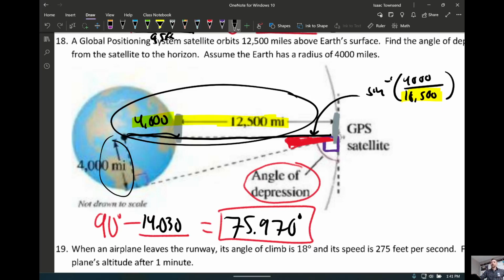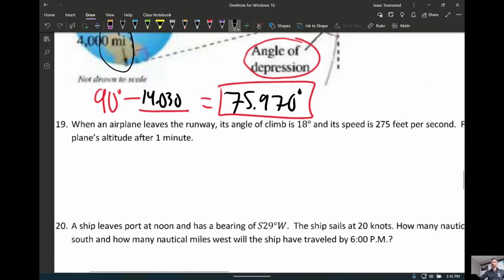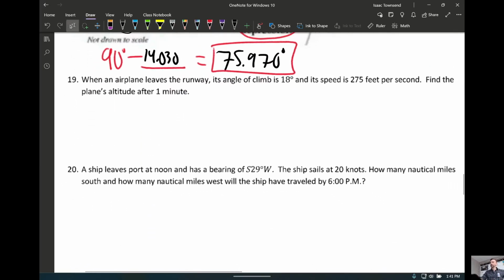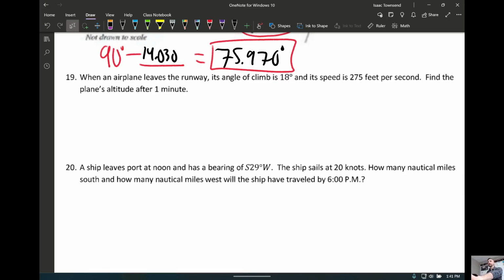Okay, does anybody need to ask anything else about 18? Okay, 19 is one of the quicker ones, so just a couple minutes to try 19. So please start that now if you haven't.